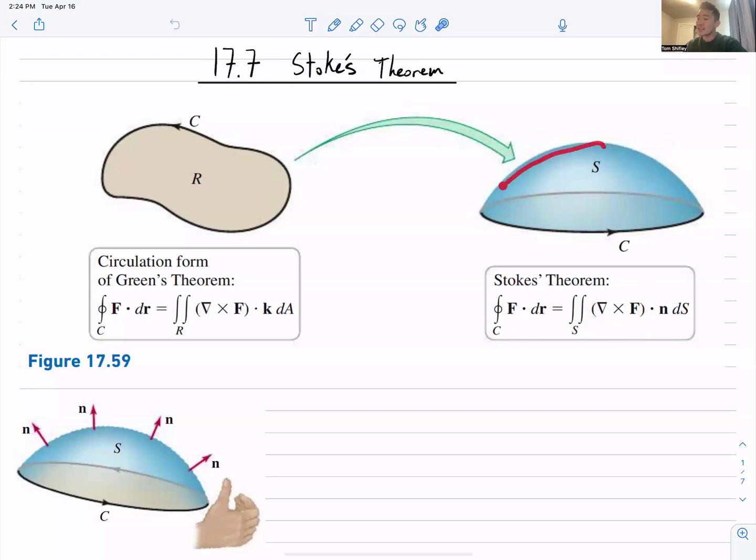S is any surface that has boundary curve C. When I say a surface has a boundary, I'm not talking about the bottom. The bottom is not part of the surface. It's just the top part of this bubble, and the end of that bubble is this circle. So this is not a closed surface because it's just the top part. This is what Stokes' theorem is.